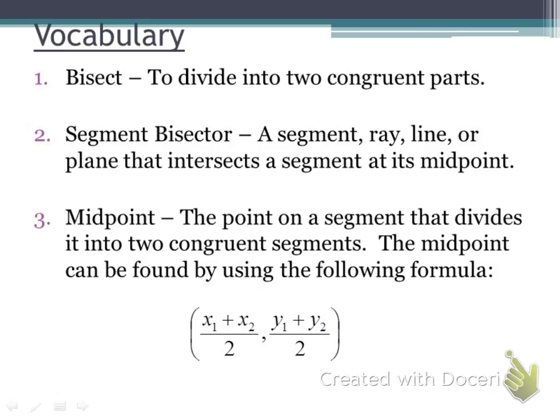So basically when you're finding the midpoint, you're given two ordered pairs. You find the averages of the x's, so you add the two values together, divide by 2. You find the average of the y's, you add the two y's together, and you divide by 2. So those are our 3 words for today. Any questions?